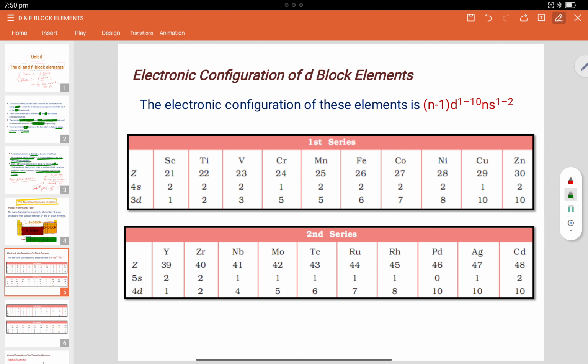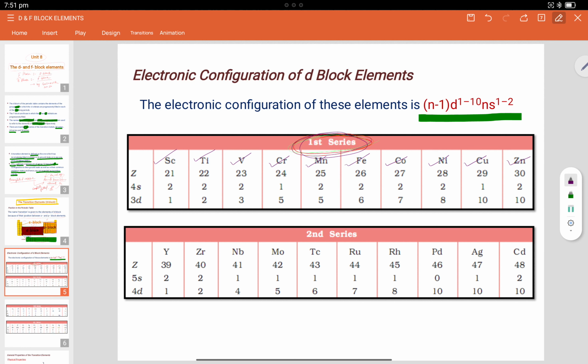What is the general electronic configuration? (n-1)d 1 to 10 and ns 1 or 2. So this is the first series, children. This is your first series. Scandium, titanium, vanadium, chromium, manganese, iron, cobalt, nickel, copper, zinc, atomic number 21 to 30.